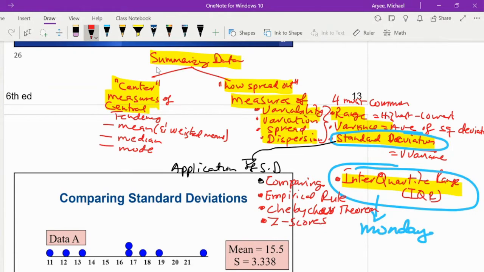All right, so these are all ways in which we can apply the standard deviation: in comparing, in the empirical rule, in Chebyshev theorem, and in z-scores. So those are the things we will cover today. The online assignment you'll be given will relate to these questions: questions about comparing, the empirical rule, Chebyshev theorem, and z-scores. Then on Monday we'll focus on the interquartile range.